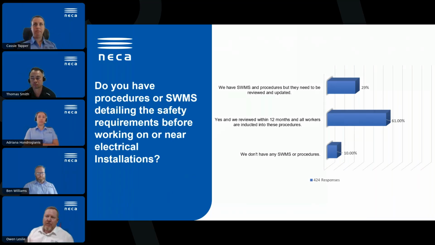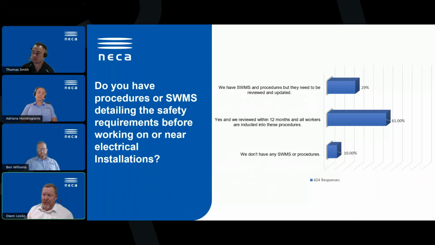Next one is, do you have procedures or SWMS detailing safety requirements before working on or near electrical installations? 29% say that they have SWMS and procedures, but they need to be reviewed and updated. 61% are saying, yes, we've reviewed within the last 12 months and all workers are inducted into these procedures. And we've also got 10% saying that we don't have any SWMS or procedures. That's a bit concerning as well.